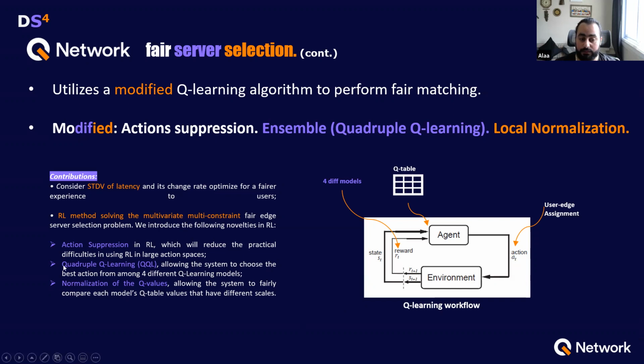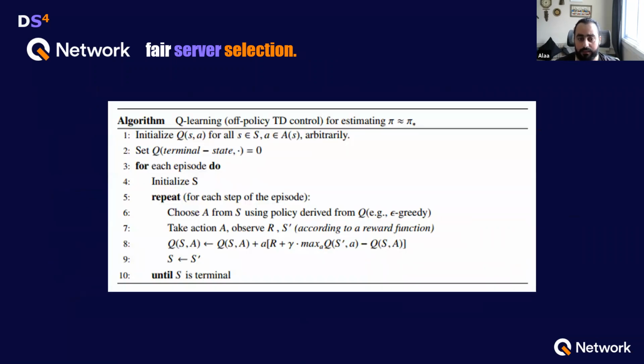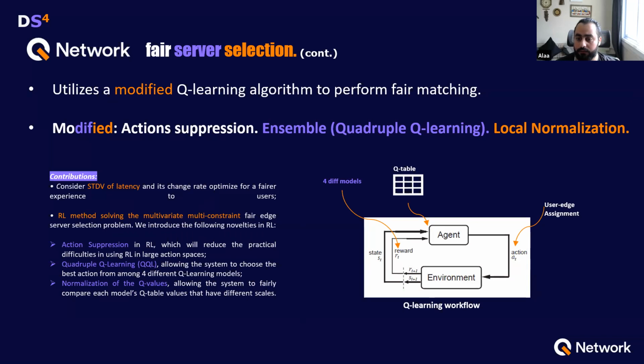So instead of one, we use four different models, and then we ensemble them using local normalization and introduced local action suppression. The contributions mainly are to consider the standard deviation of the latency while you're assigning, and the rate of change in the standard deviation of assigning an actual user to an actual server. This will make the algorithm solve a multivariate, multi-constraint problem that would fairly assign edge servers to users. I'm going to jump slightly into detail on that.